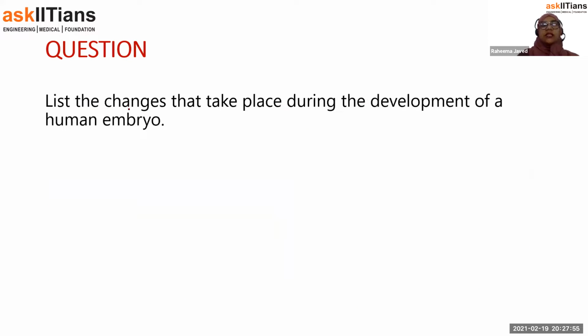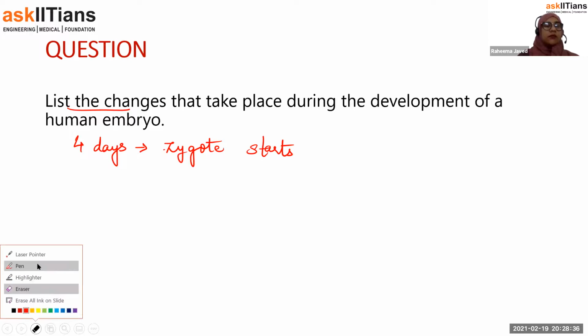In this question, we have to list the changes that take place during the development of a human embryo. In the video, I'm just going to list down the changes step by step. So, after 4 days of fertilization, okay, all these days are counted from day 0, the day when fertilization occurs, the zygote starts dividing and forms an embryo.